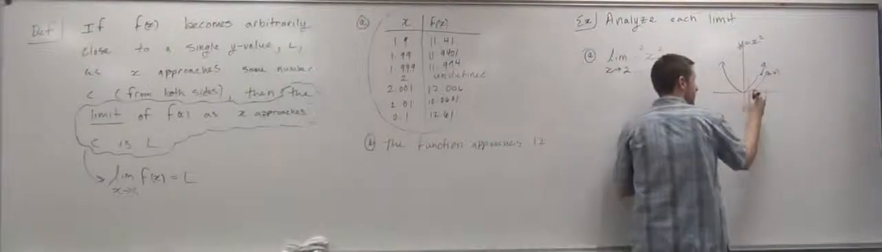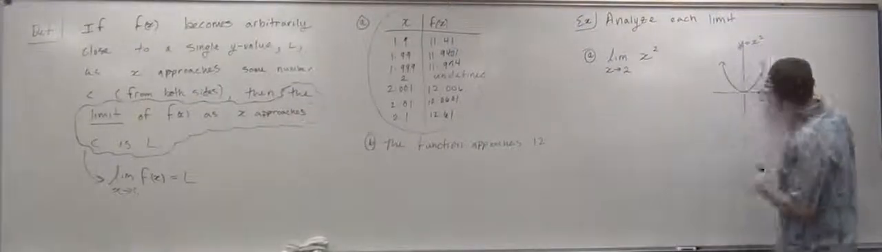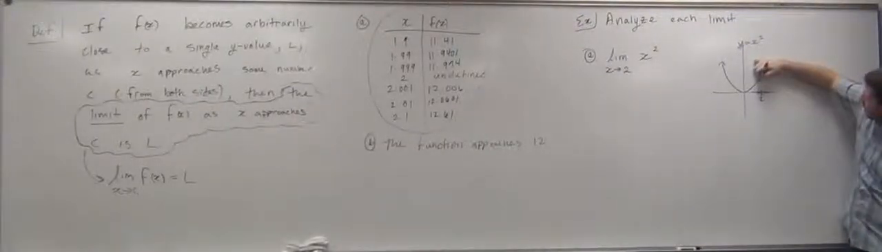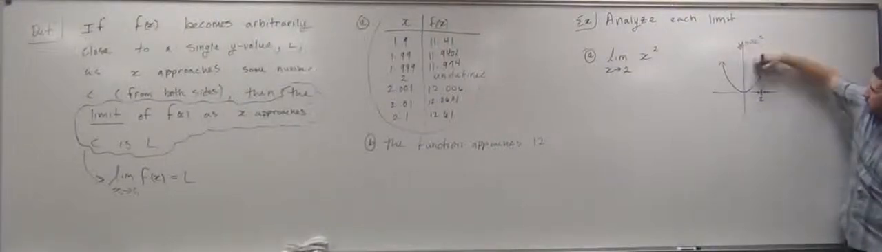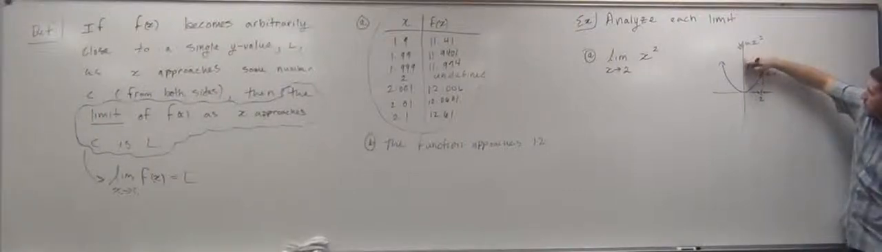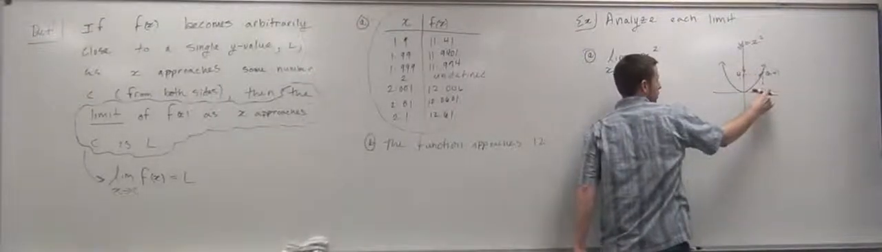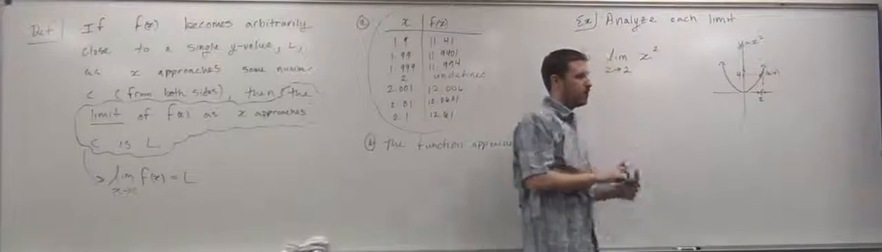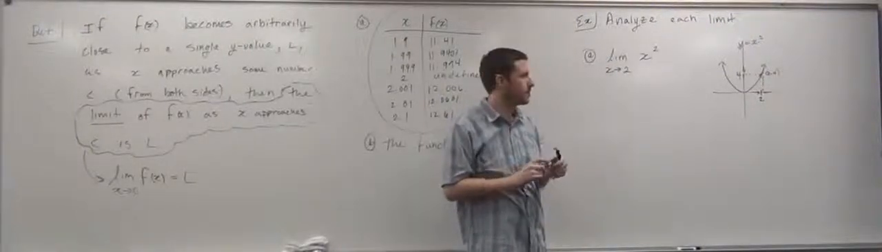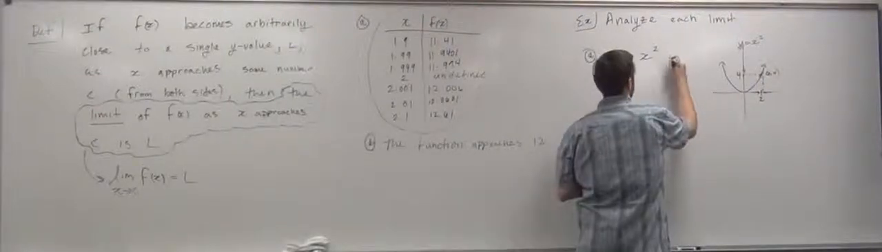Right? As x gets closer to 2 from either side, if you translate that to what it means on the graph, your y values are getting closer and closer to 4. So as x zeroes in on 2, your y values are going to zero in on 4. Does that make sense? So this limit equals 4.